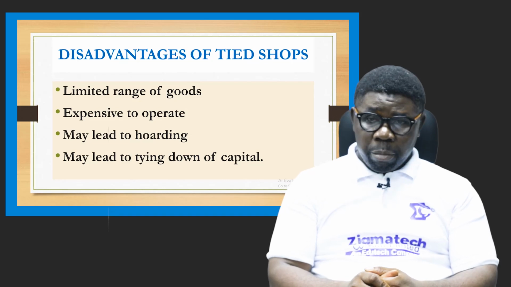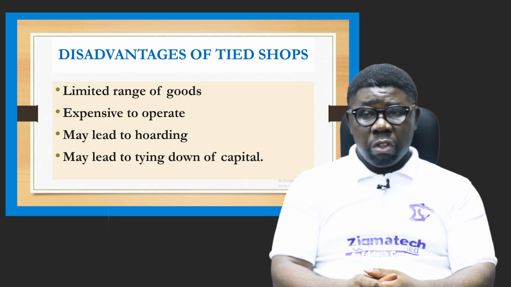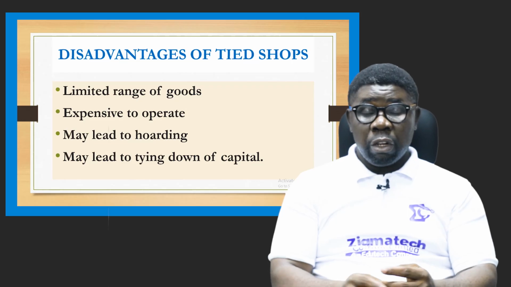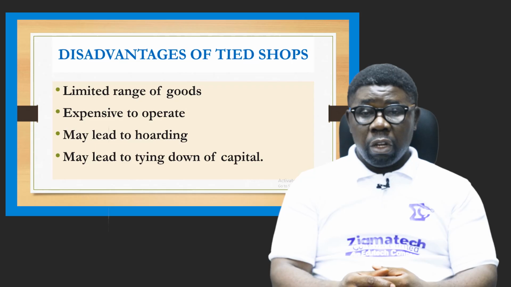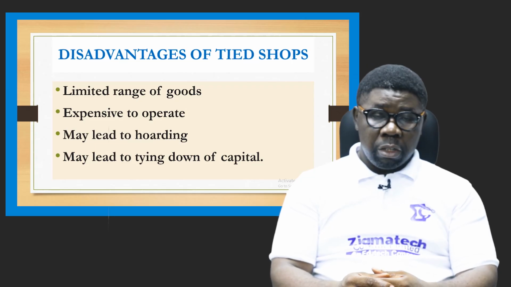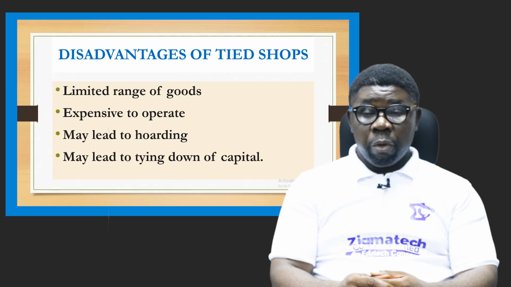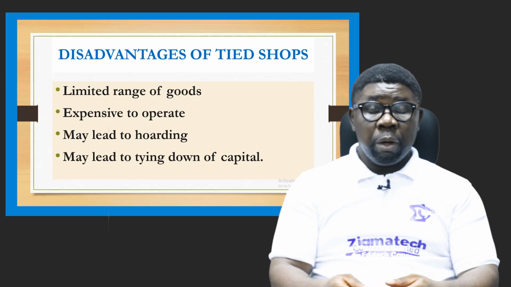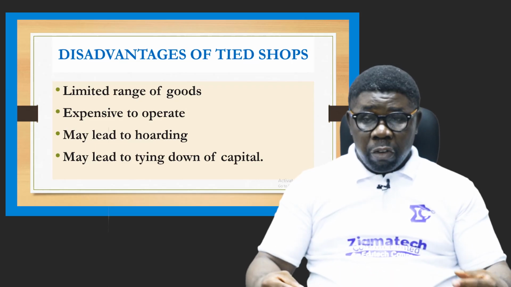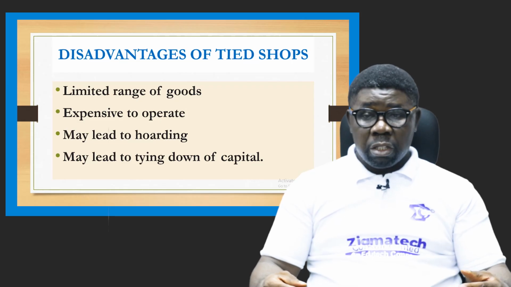It's expensive to operate as well because you cannot just start to sell only one product and expect to sell too much to cover costs. Sometimes they don't cover costs and they spend a lot of money trying to operate such a business. So it's more expensive to operate because you are limited to the range of goods you can sell. Remember, when you sell variety, you are spreading the risk of business, so you're making more profit and more sales over time.